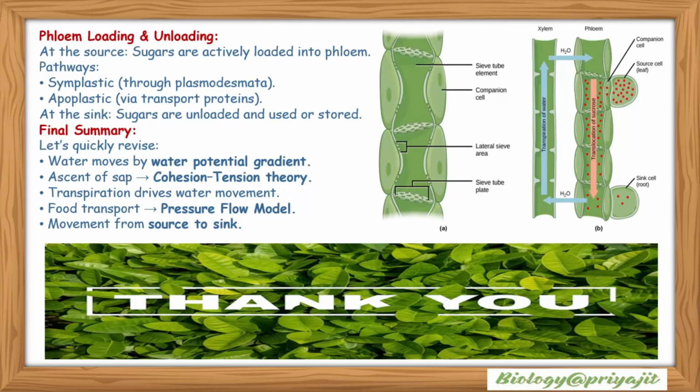So, final summary, you can conclude that water moves by water potential gradient. Ascent of sap is explained by the cohesion tension theory. Transpiration drives water movement, and food transport is supported by the pressure flow model. So movement from source to sink occurs.